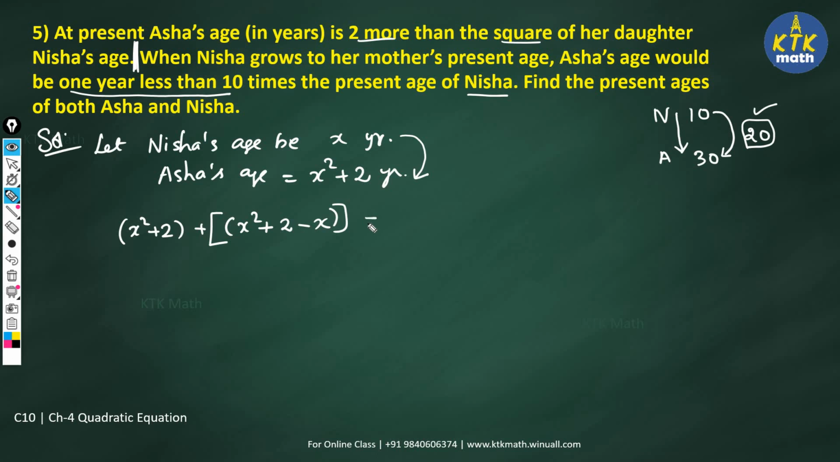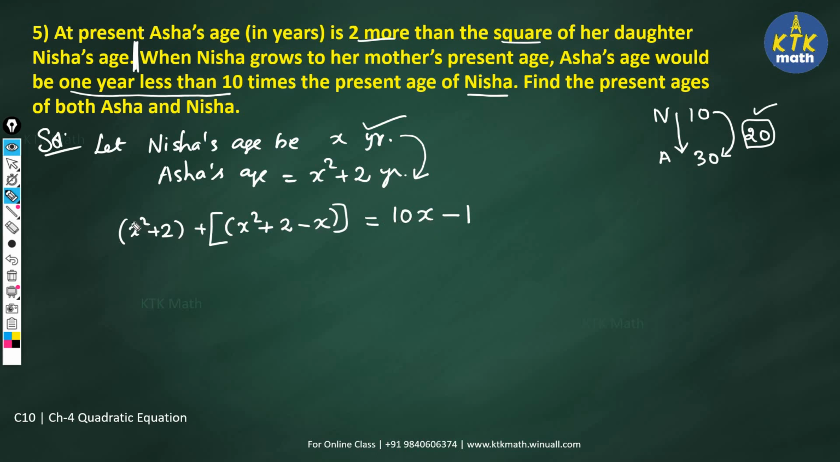Now this is what they gave, 1 year less than 10 times the present age of Nisha. The present age of Nisha we have taken as x. So 10 times x minus 1. Why am I writing minus 1? Because they have mentioned 1 year less than. So writing this sentence is very important.